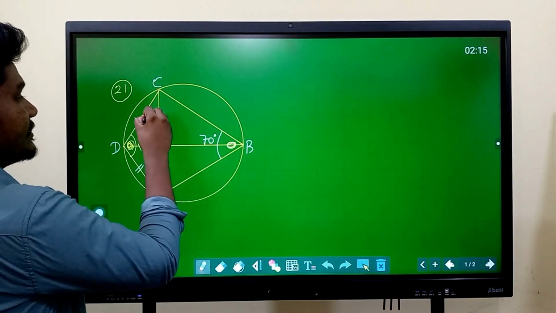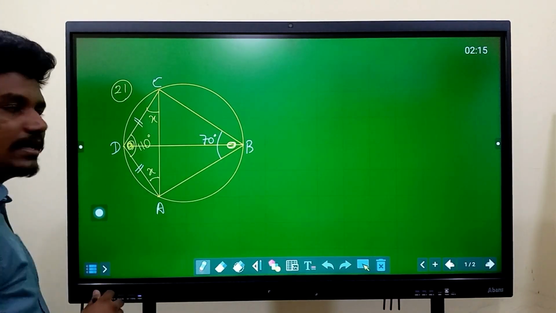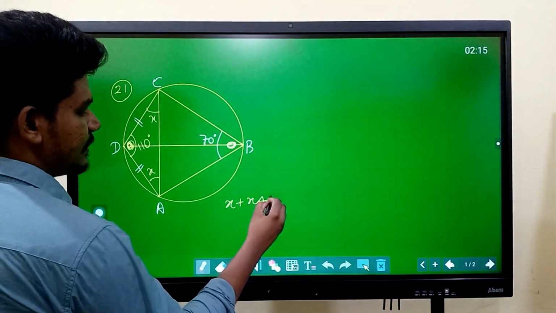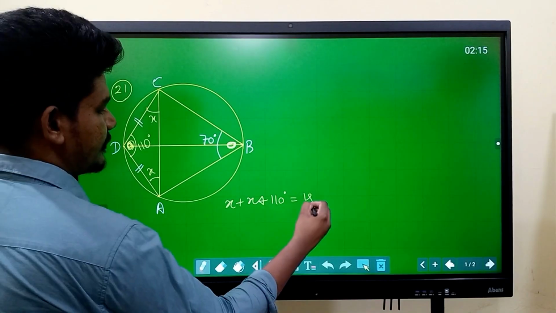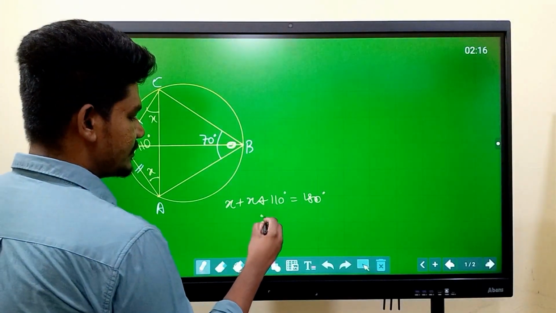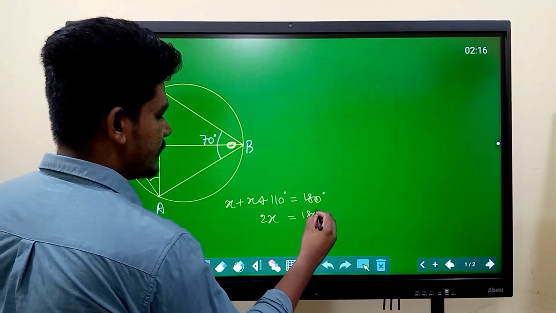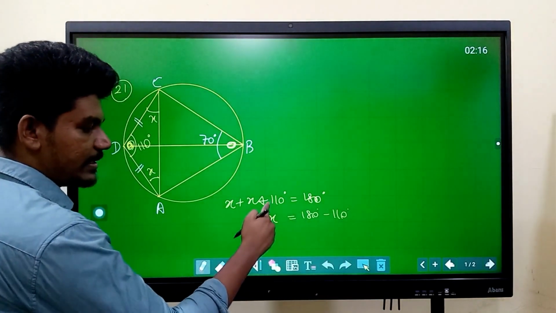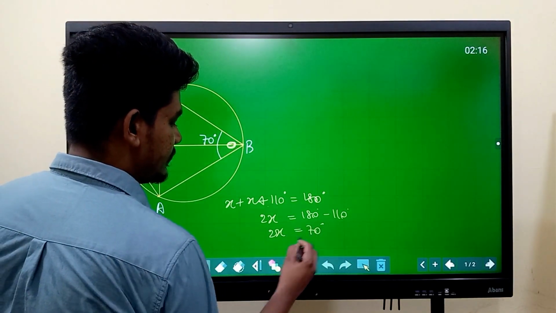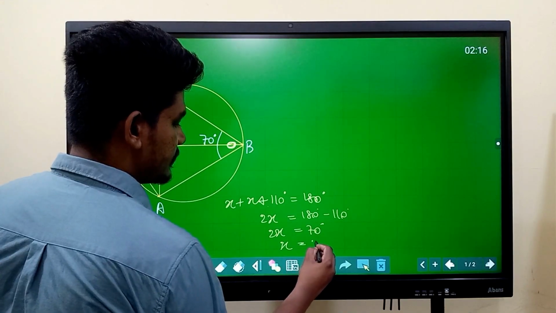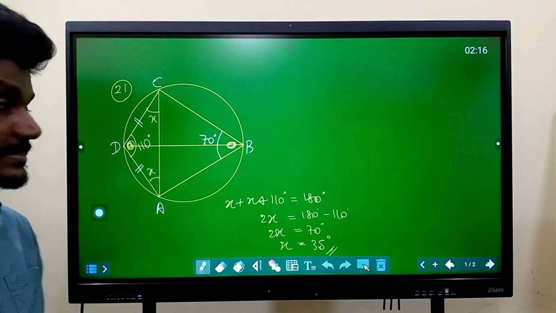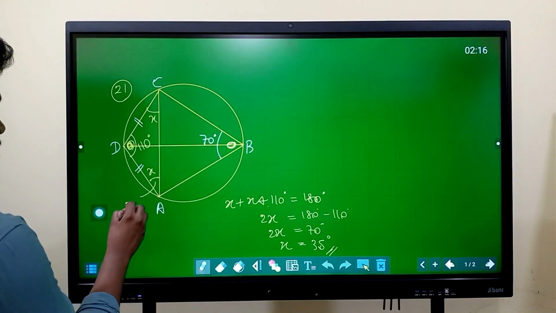And can you see, this is an isosceles triangle. Therefore, these two angles are equal to each other. Then how can you find them? x plus x plus 110 degrees add up to 180, sum of the interior angles of a triangle. Then 2x equals 180 minus 110. 2x equals 70, then x equals 35 degrees. Right, x equals 35 degrees. This is 35 degrees each.